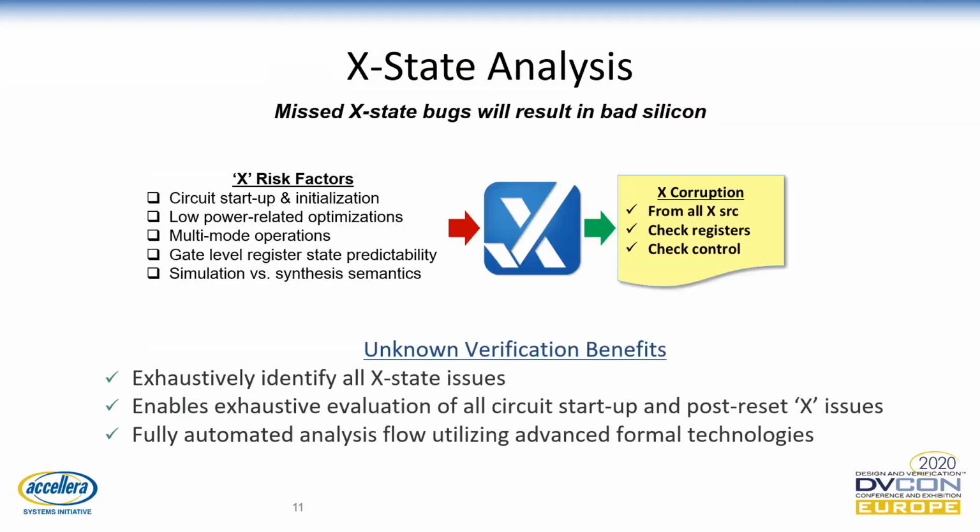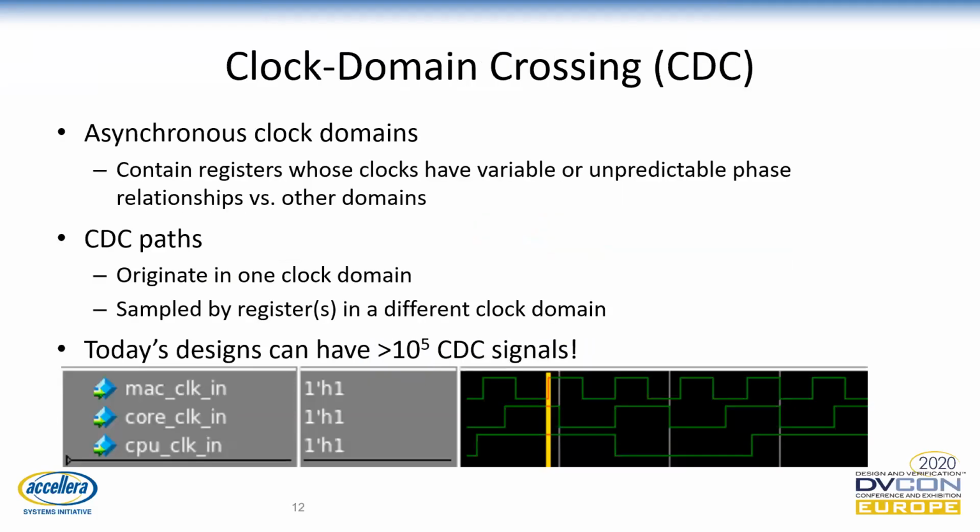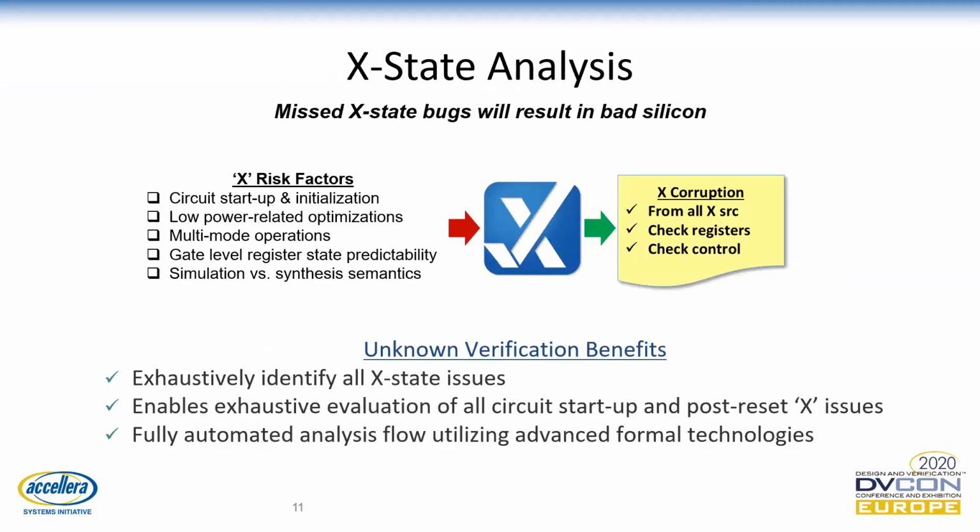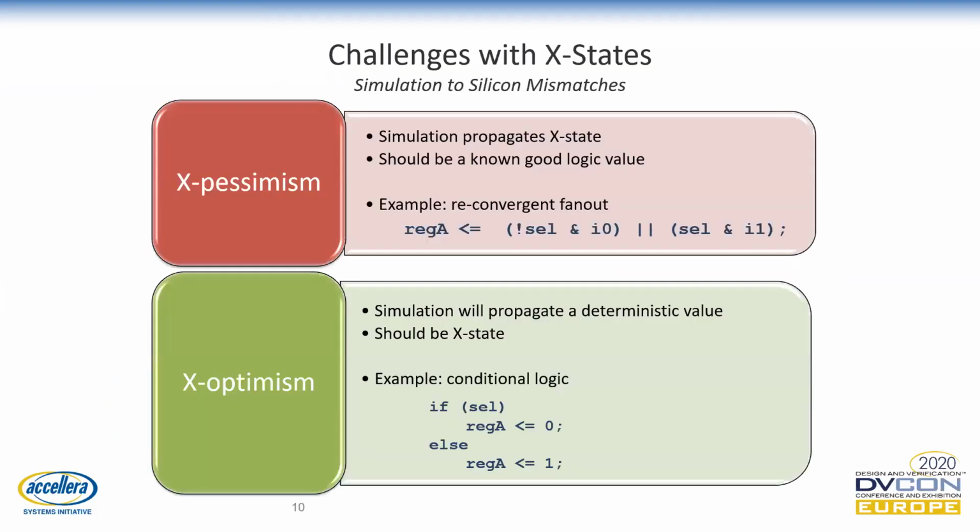Here's an illustration of how X states are handled differently in simulation and synthesis, right? In the case of X pessimism, simulation will pessimistically propagate an X value, where synthesis will have a good logic value.